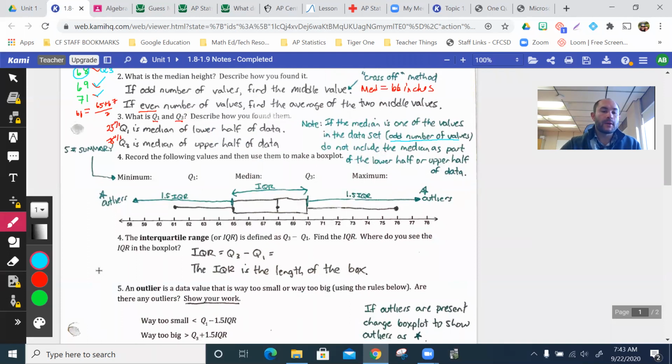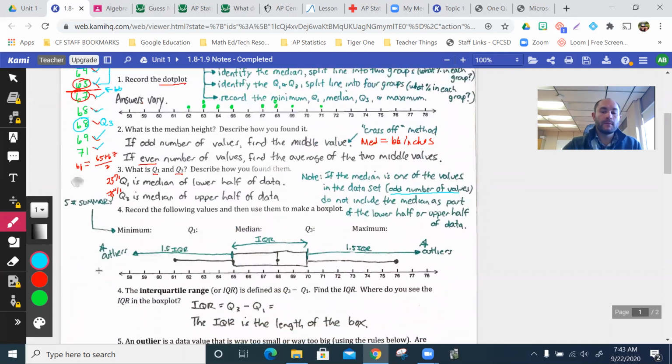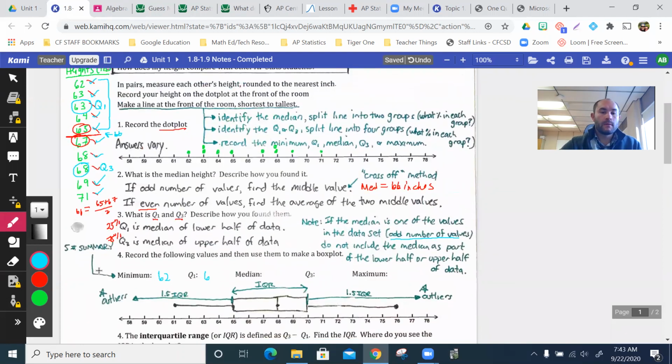I'm going to try to do this in a couple different colors. So what's our minimum height? The minimum height was 62. Q1 was 63. The median was 66. Q3 was 68, and the max is 71.